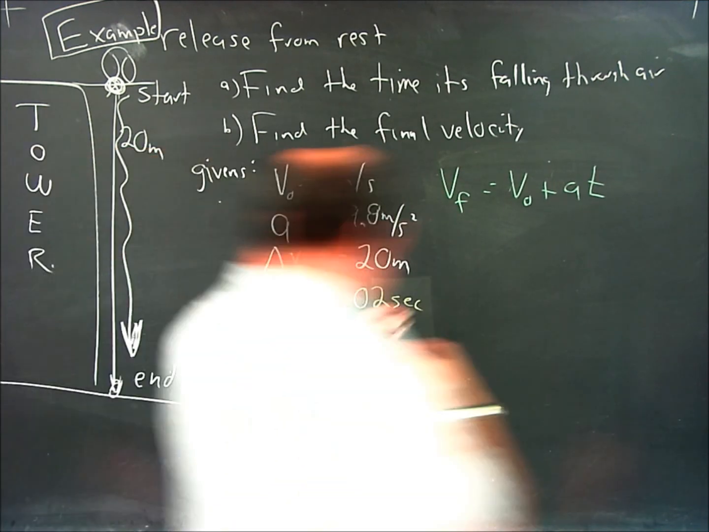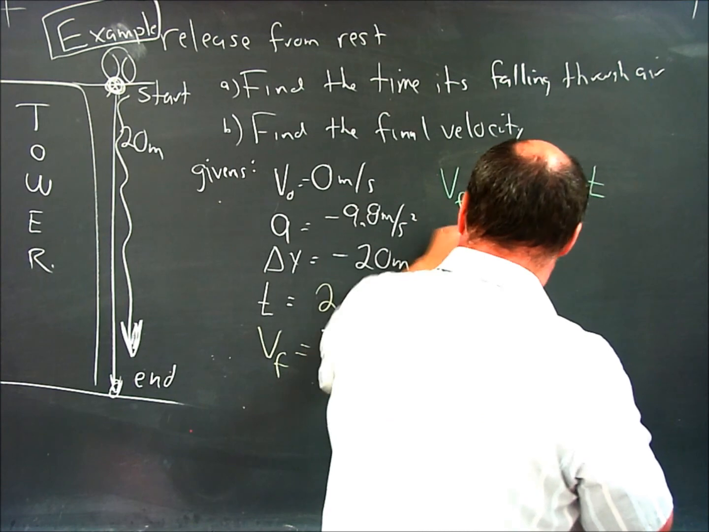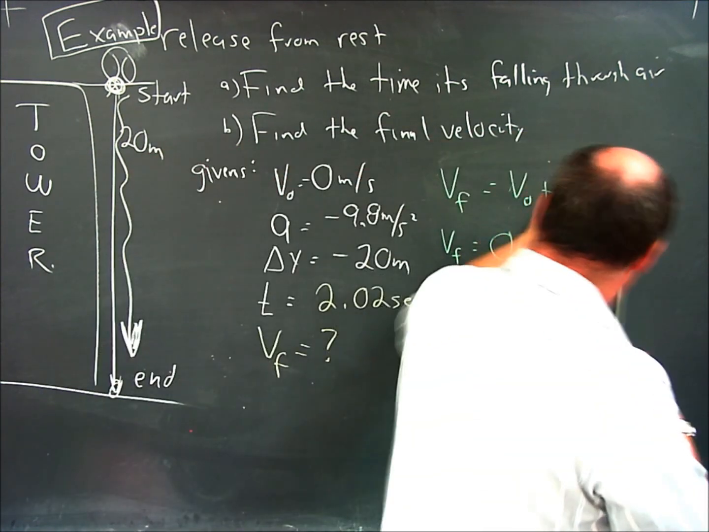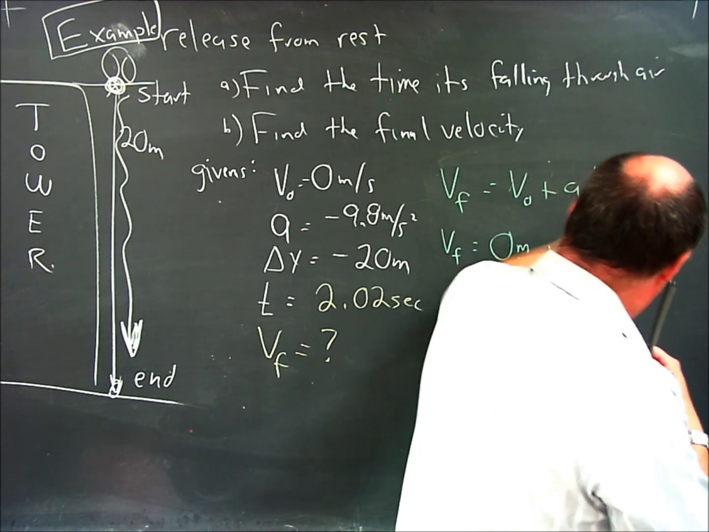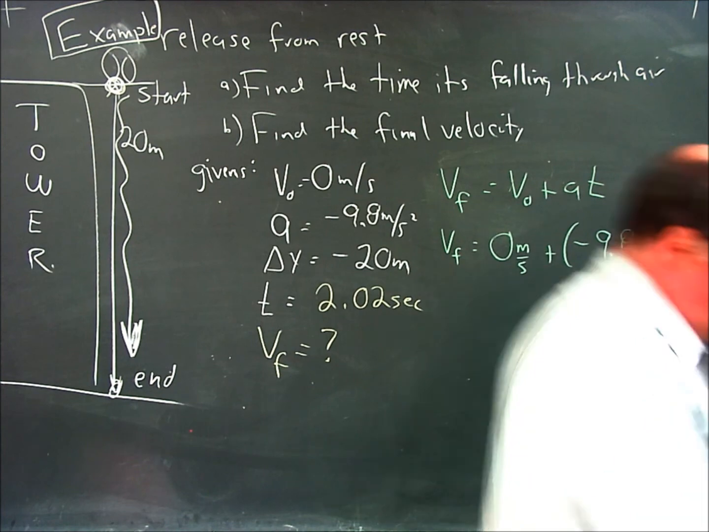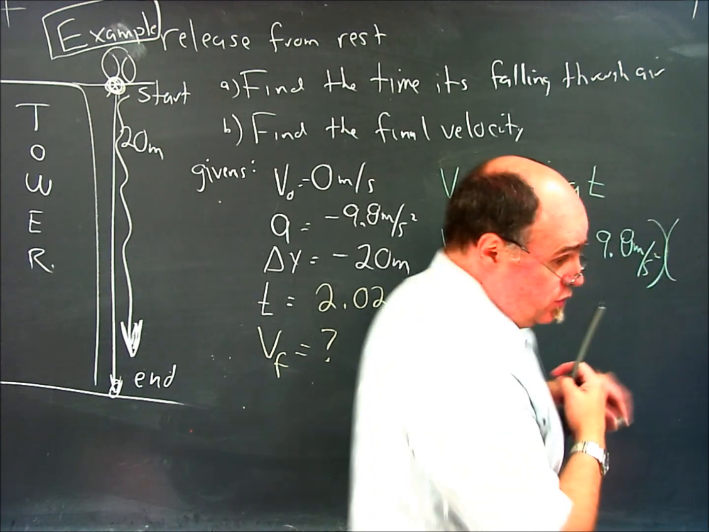I could plug it in, and I could say v final equals v initial was 0, plus a is the number negative 9.8, and t is the number 2.02.